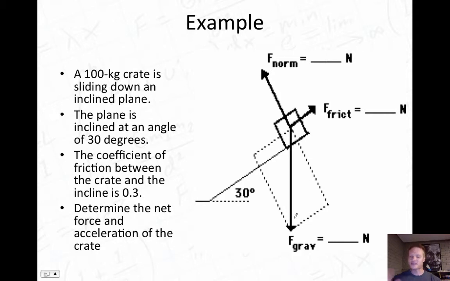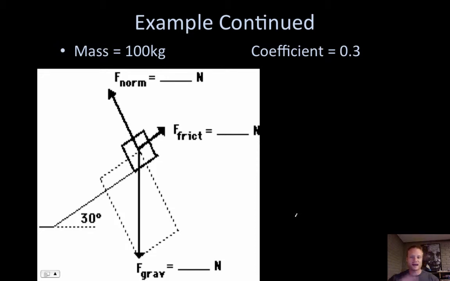So basically, we're going back to what we've been doing all along. We're going to be calculating the net force. We're going to be breaking the force of gravity into components. And then with the net force, we're going to be able to calculate the acceleration. I'm going to switch to a different slide. Basically, I cut a lot of the extra stuff out of there and just gave us the important information. The mass of this box is 100 kilograms. The coefficient of friction is 0.3.